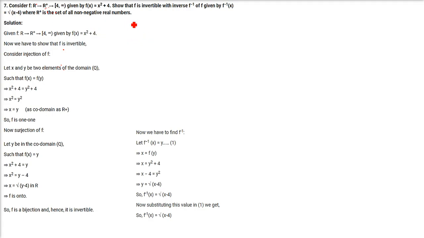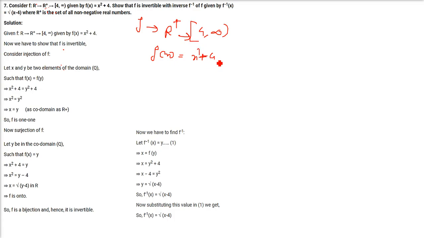So we have the function f(x) equals x square plus 4. And the function is from R to R plus, that is R plus to [4, infinity). R plus is basically what? It is all the non-negative real numbers. That is, all positive real numbers we are talking about. So f(x) is given by x square plus 4.